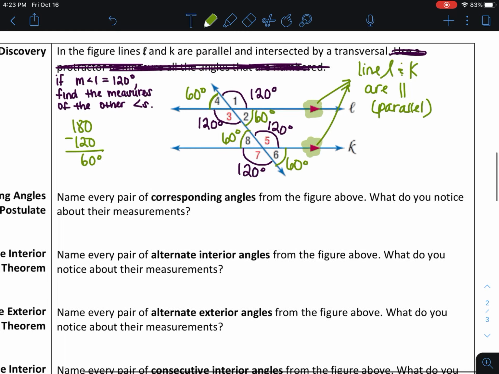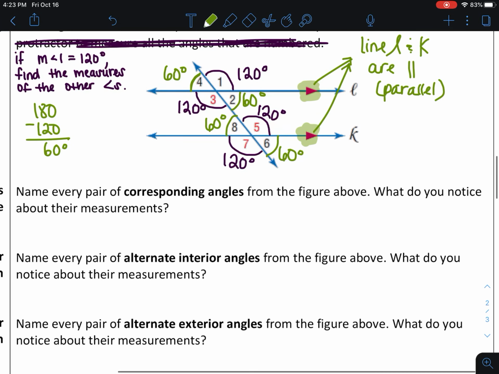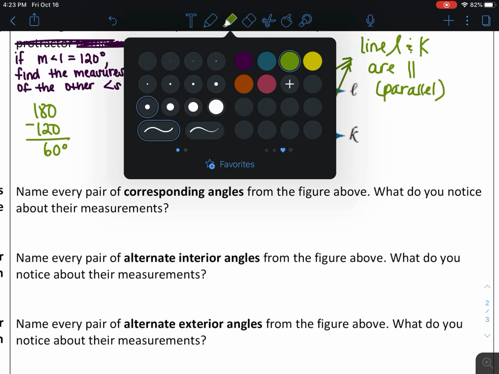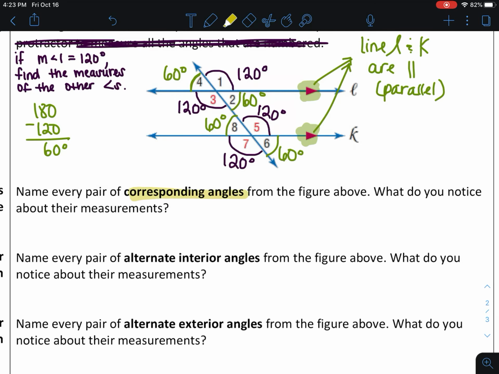Okay, moving on to the next set of instructions. Name every pair of corresponding angles from the figure above. So corresponding angles are the angles that match up. So angle 4 matches up with angle 8. So angle 4 and angle 8. Oh, and another thing, when lines are parallel, if the angles are corresponding, they're also congruent.